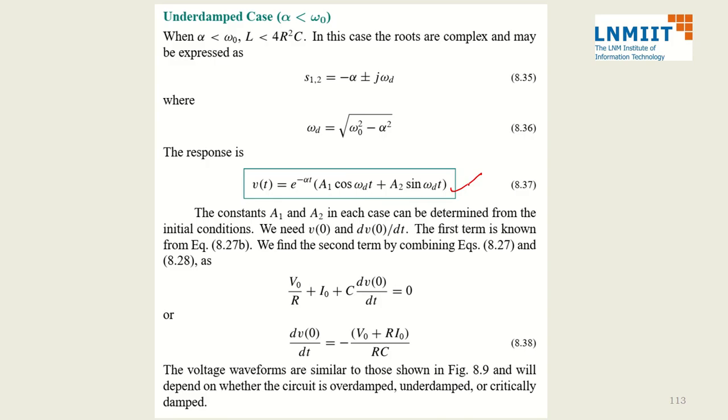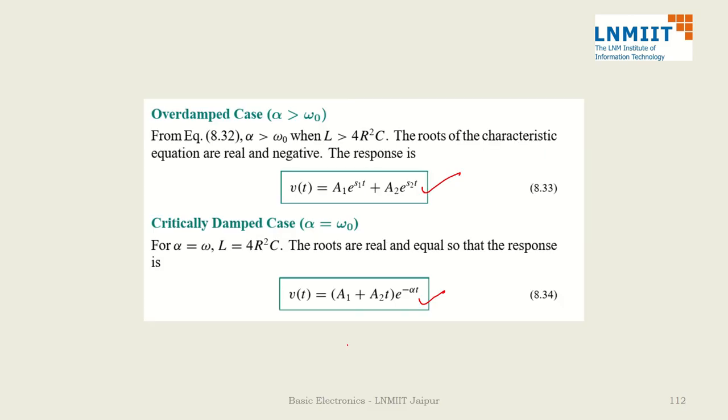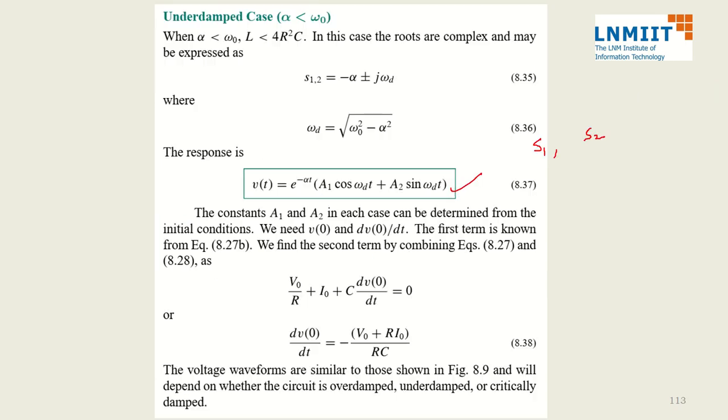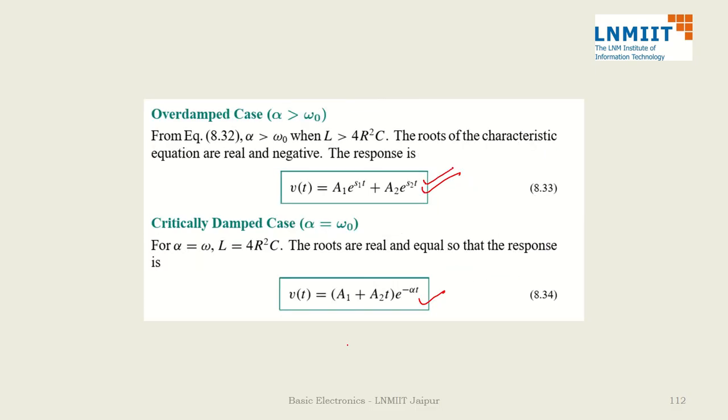Once I know my solution, first of all I am going to calculate S1 and S2. Calculation of S1 and S2 is simple, that is done using alpha and omega naught. Once I have S1 and S2, after that comes the calculation of A1 and A2. How do we calculate A1 and A2? Take any of the solutions, let us say this is my case where I am working, and put t equal to 0. When you put t equal to 0, you get v of 0 equal to A1 plus A2.